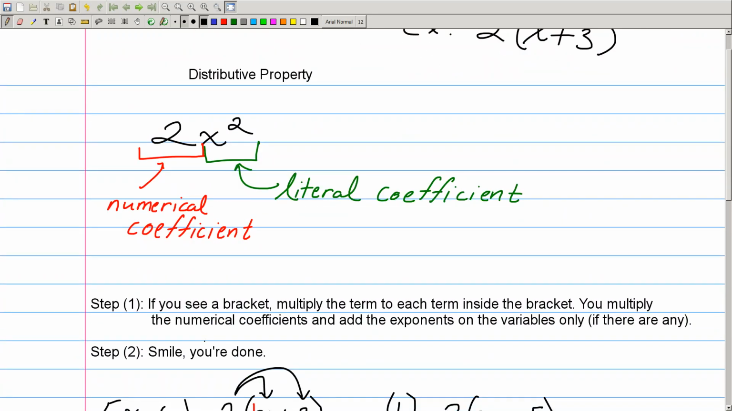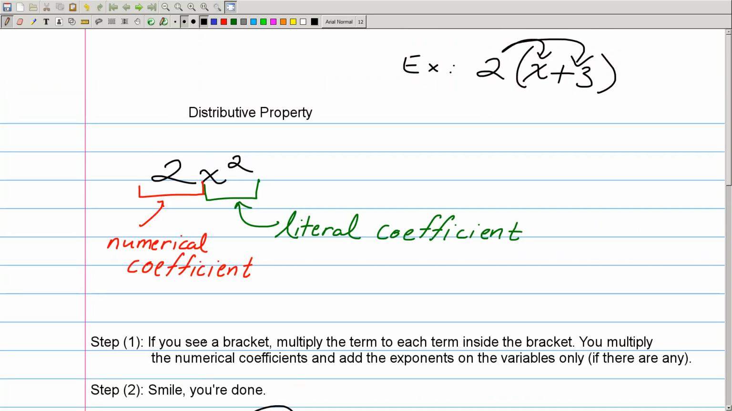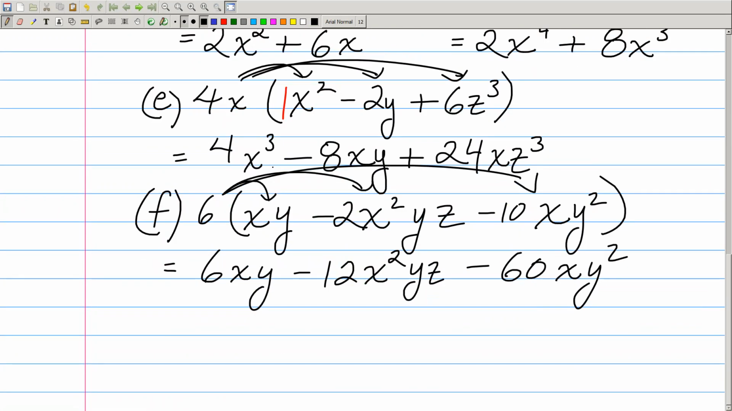Now what I'm going to do in the next video is merge the concepts that we learned with like terms, collecting like terms, and I'm going to merge that with distributive property. So I'll have some examples where I do distributive property, but then I have to collect like terms as well to simplify expressions. It's going to be a lot of fun, and I'll see you in the next video.